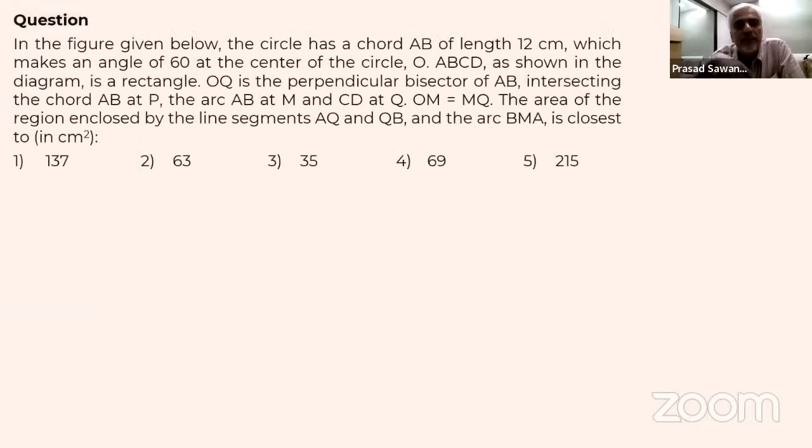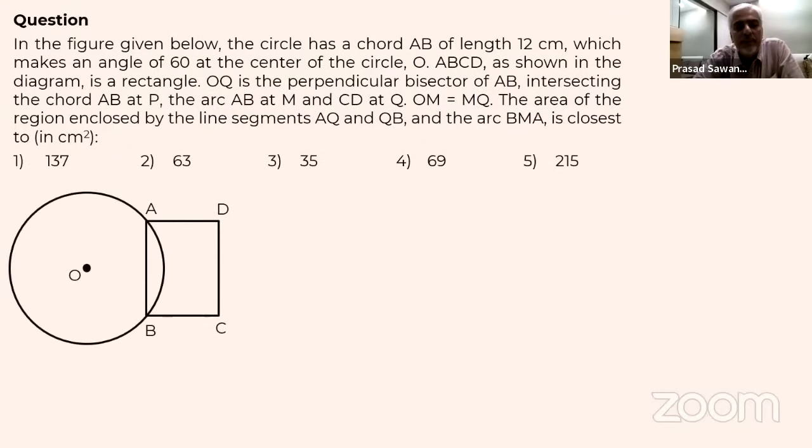Next question. I think we're left with 3 or 4 more questions. Okay, there's a diagram given with this question. A pretty interesting question. Pay attention carefully. In the figure given below, the circle has a chord of length 12. So AB is given as 12, which makes an angle of 60 degrees at the center of the circle. So if I'm going to make an angle of 60 degrees at the center of the circle, do you agree that this will become an equilateral triangle?